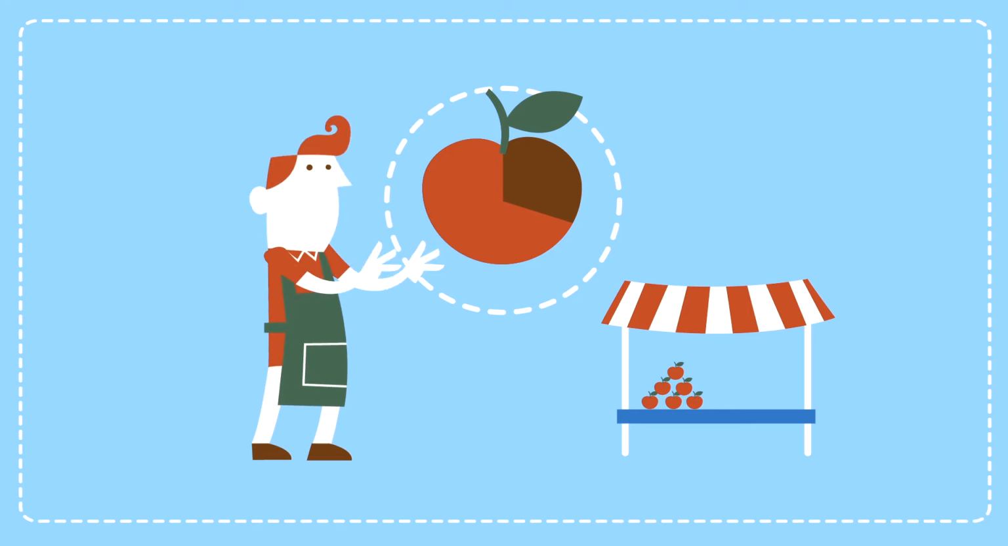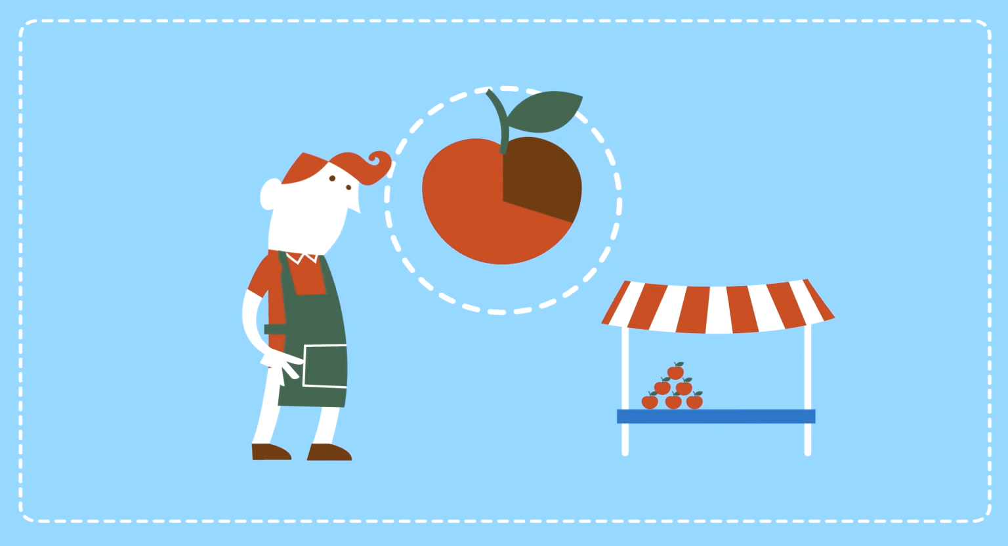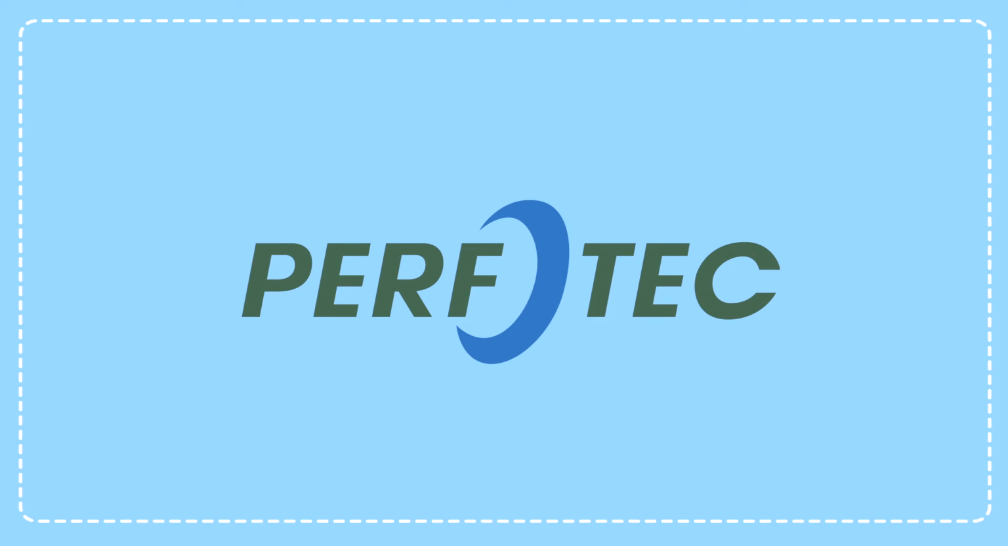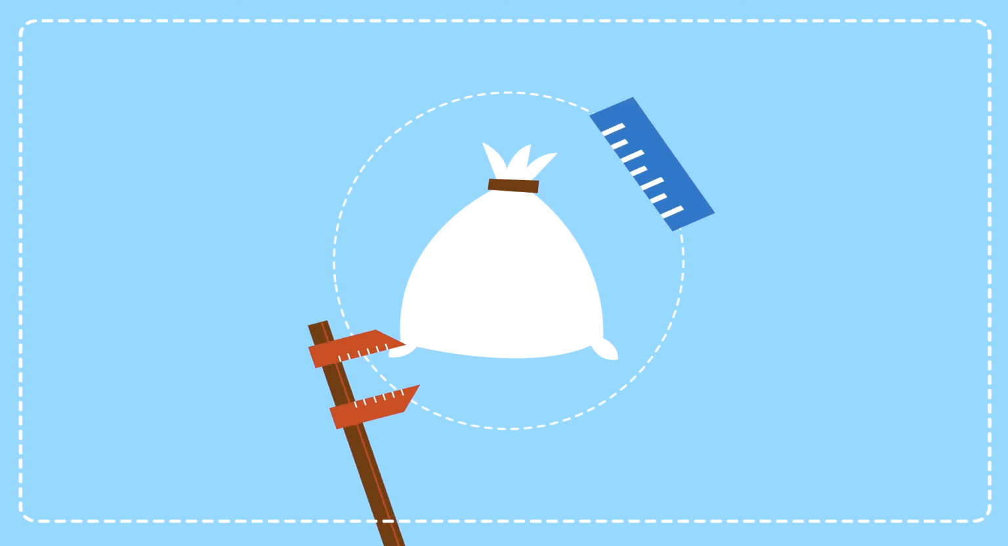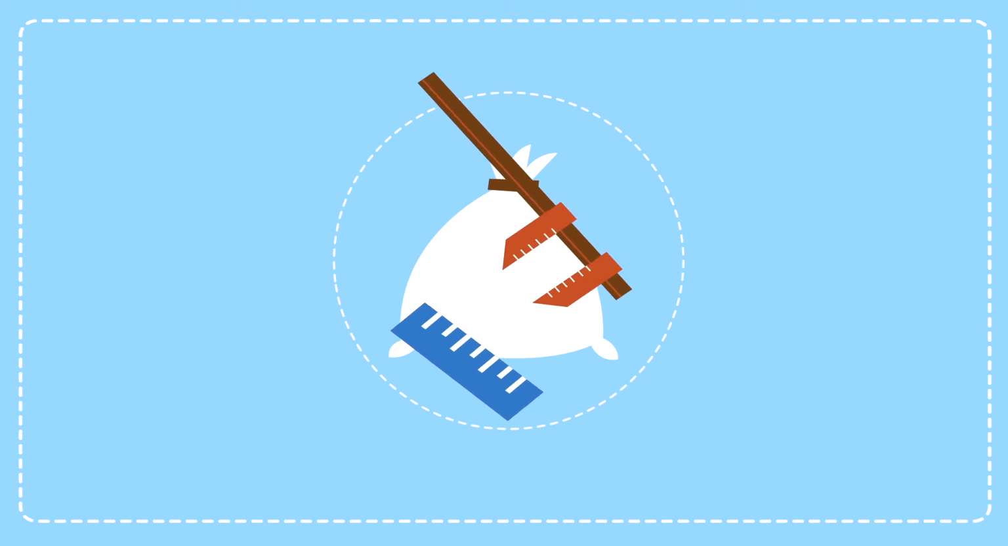But what if we could make just the right size hole for each fruit and vegetable? Introducing PerfoTec's fruit and veggie packaging technology. PerfoTec found a way to make just the right size holes in your packages.